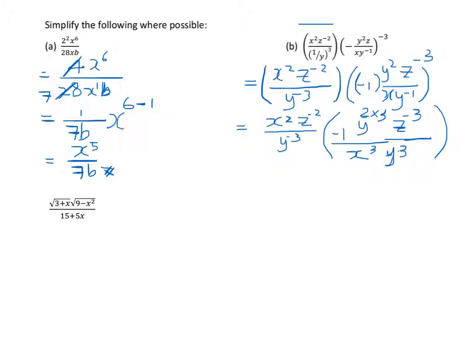That is negative 1 to the power of negative 3, which is still negative 1, and y squared to the power of negative 3 is y to the power of 2 times negative 3, and z to the power of negative 3 becomes z to the power of negative 3, and also x, now we have x to the power of 3 and y to the power of negative 1, now it's y to the power of 3.